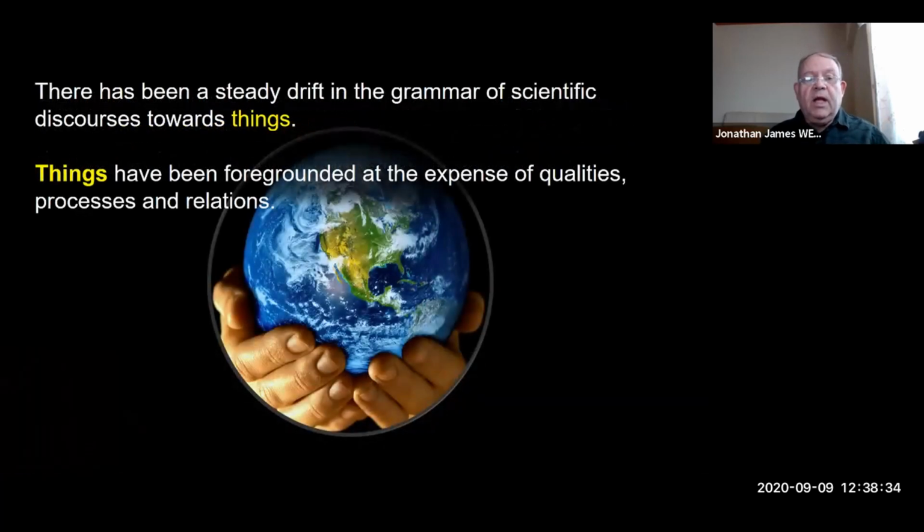So what does that mean? What's happened then in the way we construe the world? There's been a steady drift in the grammar of scientific discourse toward things. You see, the language is making us. We're making language. Yes, we're making meaning, but language is also making us. Things have been foregrounded at the expense of qualities, processes, relations. This is how we see the world.